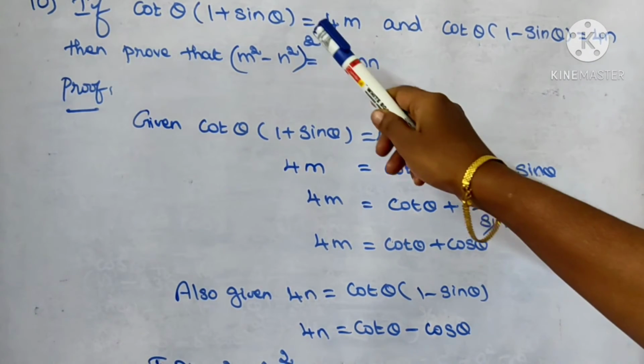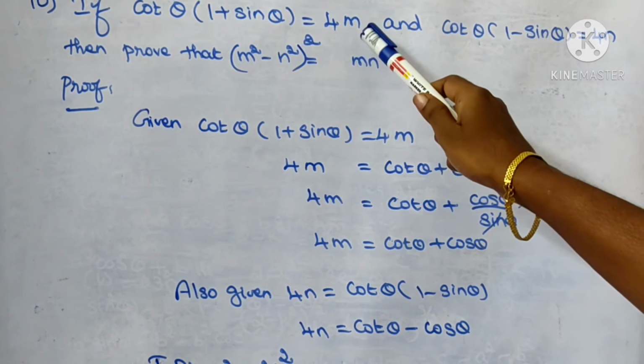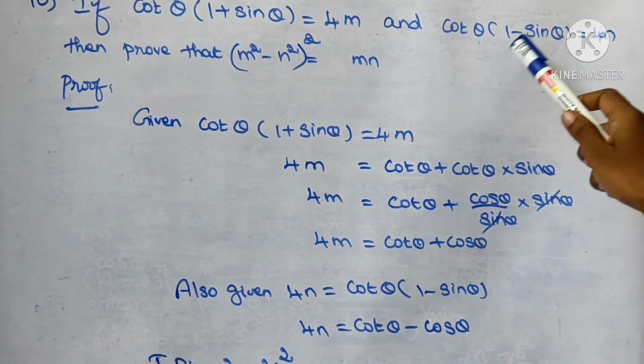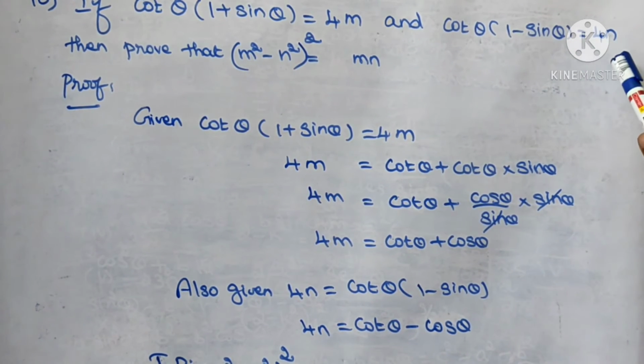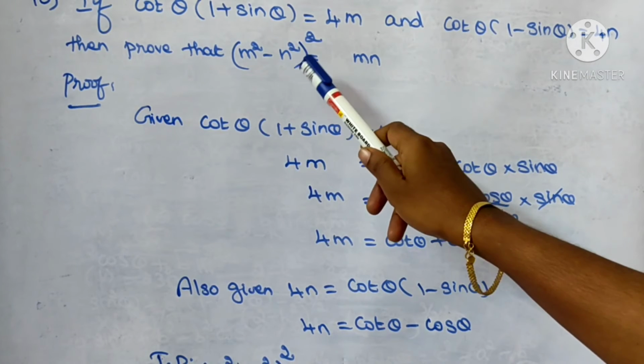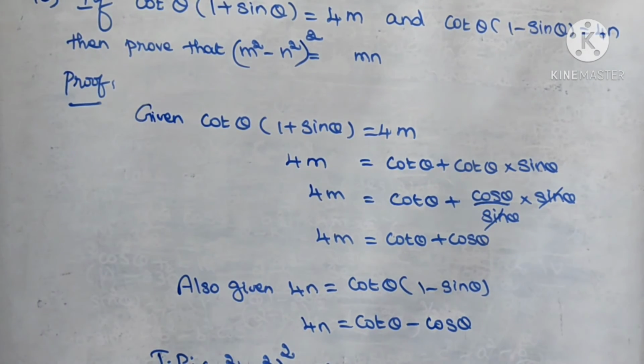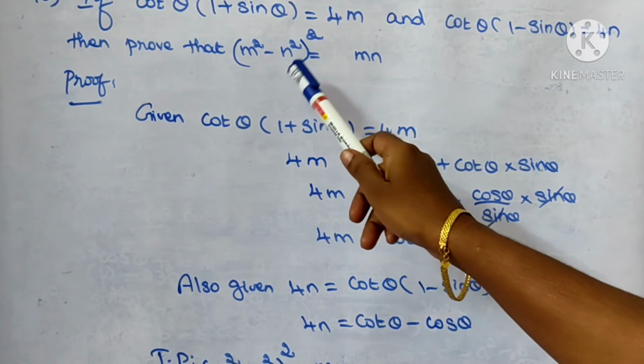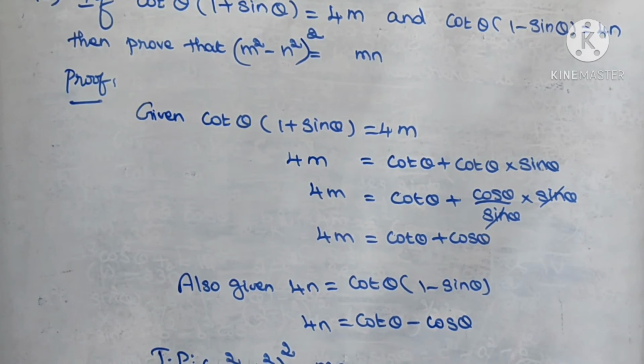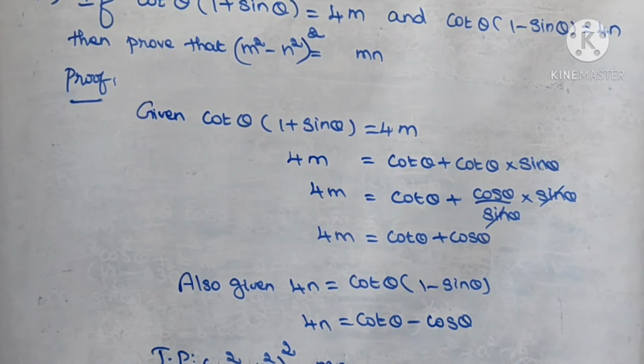If cot theta into 1 plus sin theta is equal to 4m and cot theta into 1 minus sin theta is equal to 4n, then prove that m square minus n square the whole square is equal to mn. Okay. The proof part: m square minus n square the whole square is equal to mn.